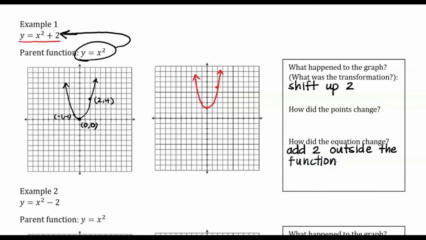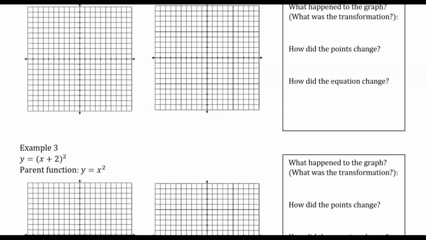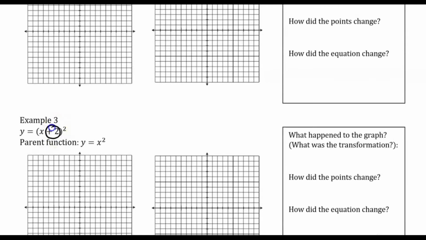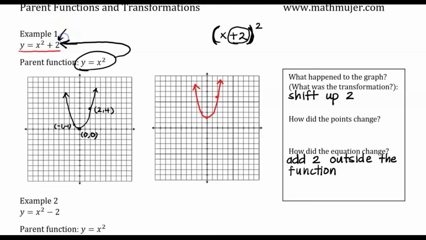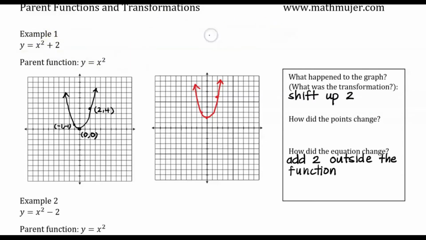So just a quick example, so you can understand what I mean by outside versus inside. This would be an example of adding 2 inside the function, because I'm adding 2, but it's happening on the inside of the parentheses here. This is what's happening in example 3. That's happening inside. But that plus 2 right here, that's outside of the x squared. That's outside of the function, which is important because there is a difference between this and that. So we added 2 on the outside of the function.